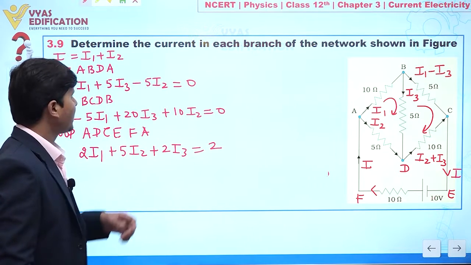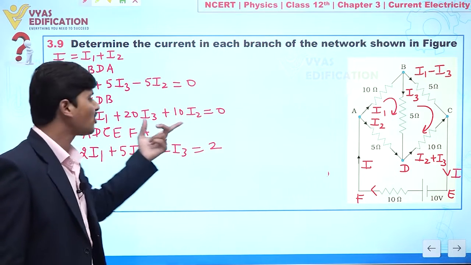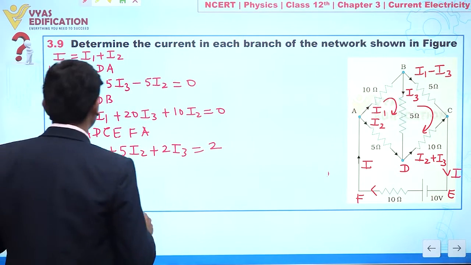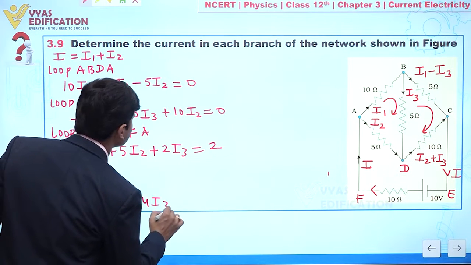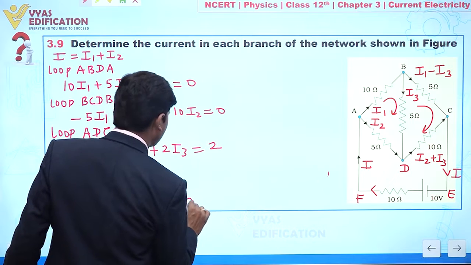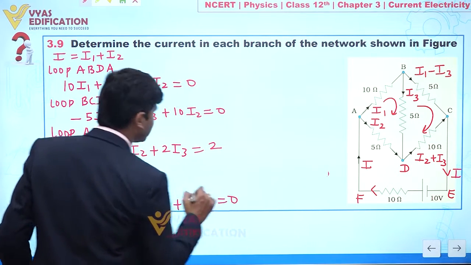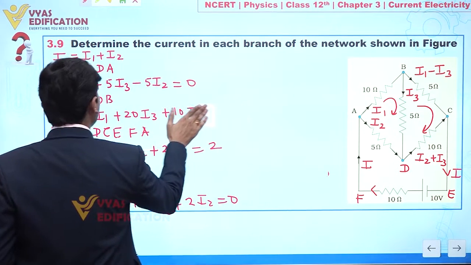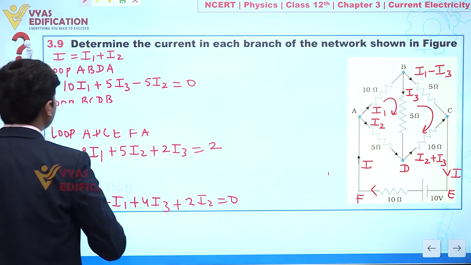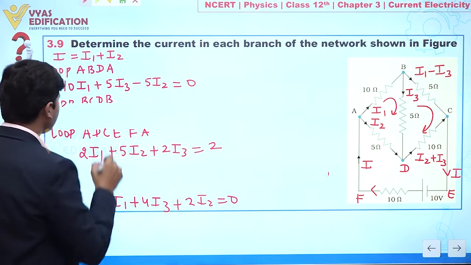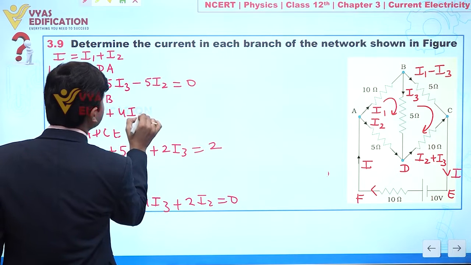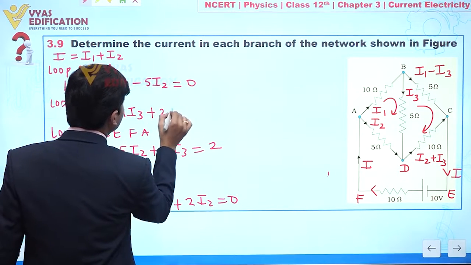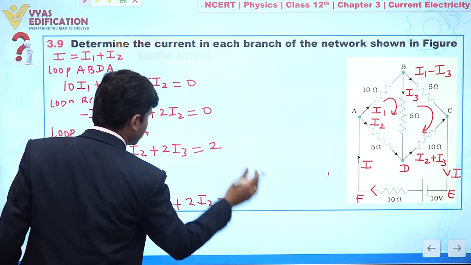Now if we talk about this equation, you can also take 5 common. So I can write it like this: minus I1 plus 4 times I3 plus 2 times I2 should be equal to 0. Clear? So instead of this one, I am writing this equation. Minus I1 plus 4 times I3 plus 2 times I2 equals 0.